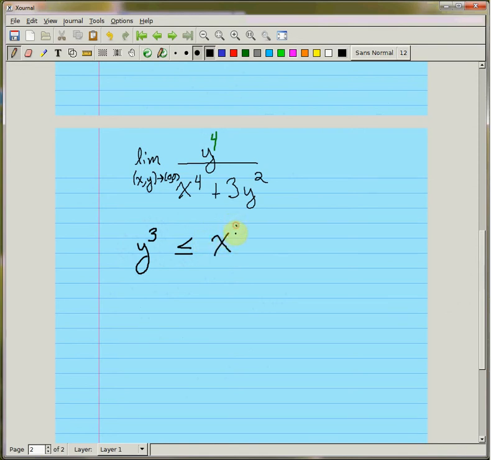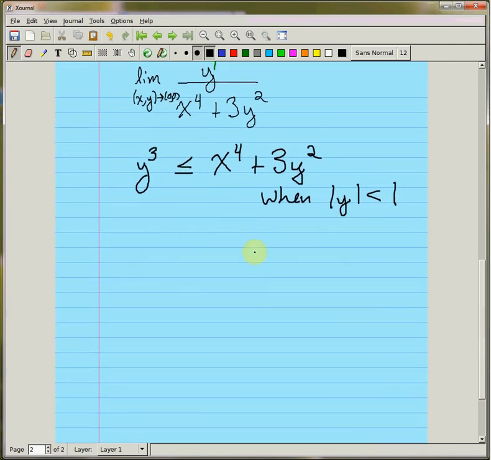And so I claim that y cubed is less than or equal to this when y is close to the origin. So by that I mean the absolute value of y is less than 1. So just convince yourself that this is true.